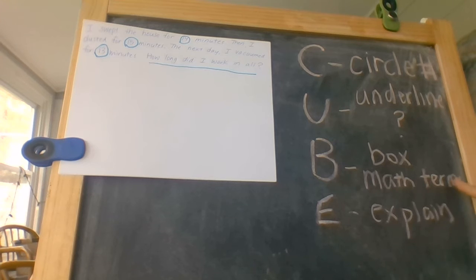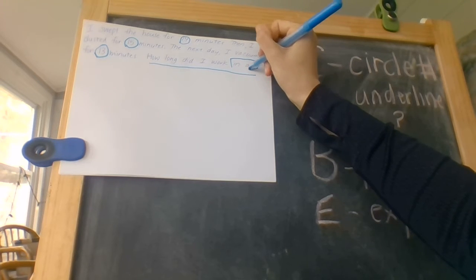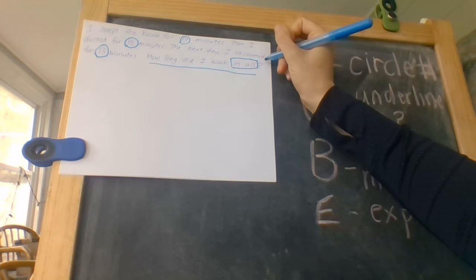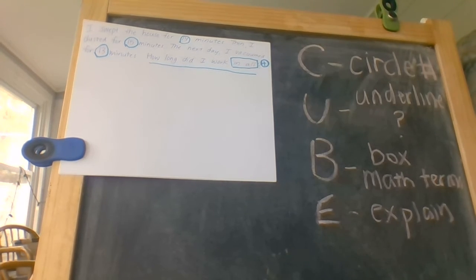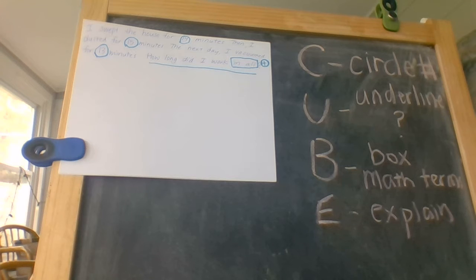B, I'm going to box in the math terms. I'm going to have to go back and look. I see in all. In all tells me what my operation is. In all tells me I need to add. I want a total. I'm going to be doing addition. So I'm going to explain what I'm going to do. I need to add the 14 minutes and the 15 minutes to know the amount of time that they swept and dusted, and then add that in with the amount of time that they vacuumed.